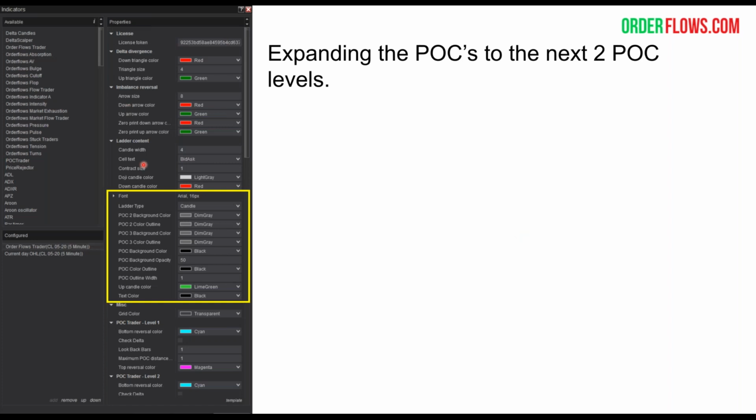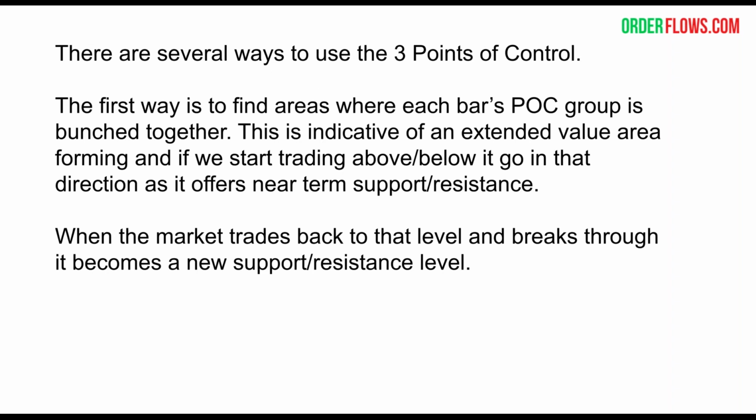And in the Order Flows Trader, we allow you to do that. You can see here, you can expand point of control 2, point of control 3. You could set them up so you can see the next two levels. And there are several ways you can use the 3 points of control together. The first level is to find areas where each bar's point of control group is sort of bunched together with the bars around it. This is indicative of an extended value area forming.